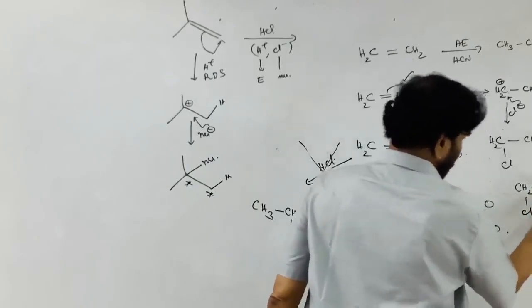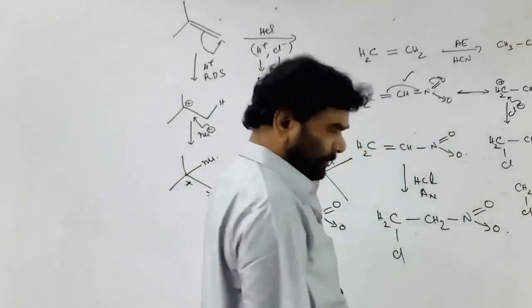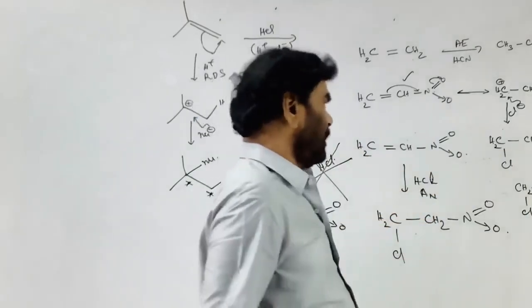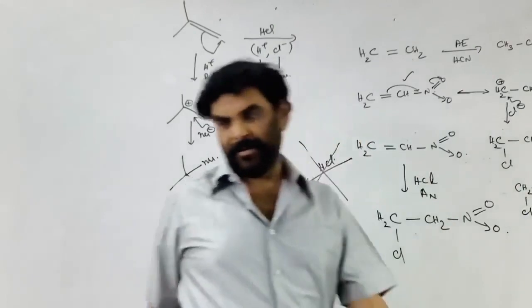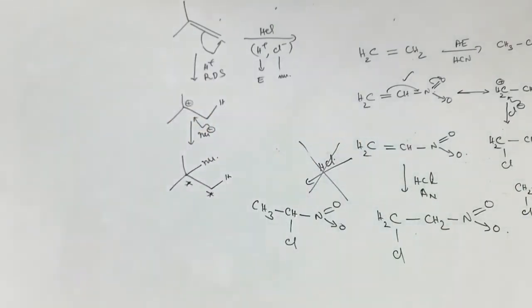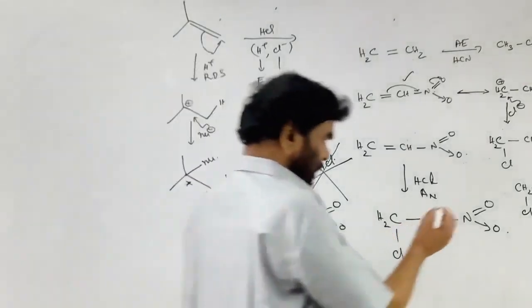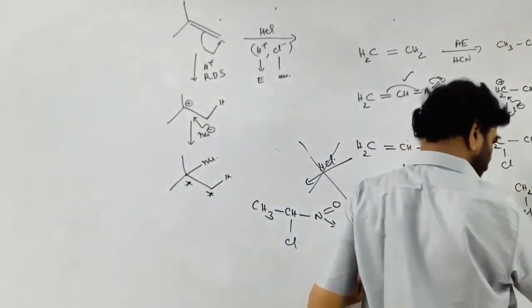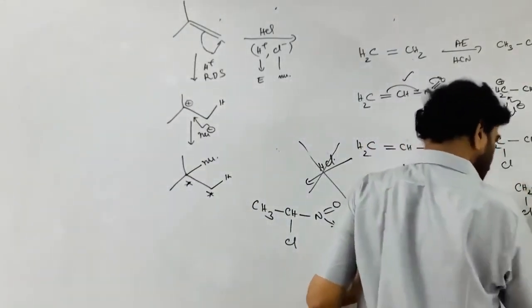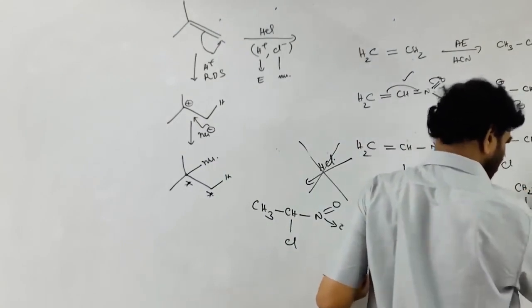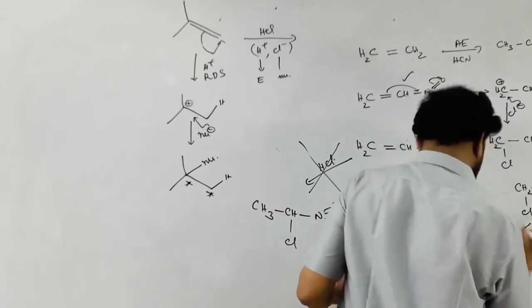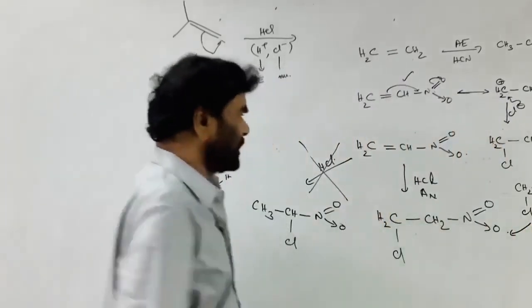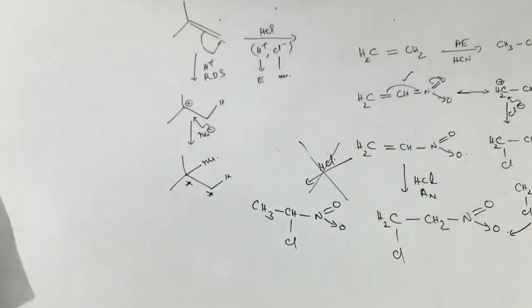That is the aci-nitro form. This is tautomerism, a 1-3 shift, 1, 2, 3. It is not stable. This is converted to this. This is the mechanism, not the electrophilic addition.